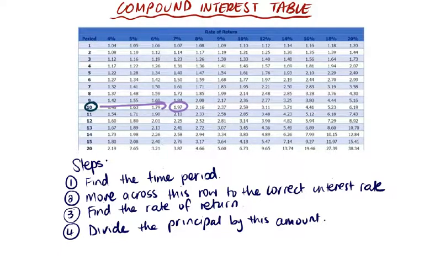We're then going to find the rate of return, and for this particular situation it's 1.97. We're now going to divide the principal or the future amount or the amount that we need in the end by this particular rate. We're going to go through an example now.